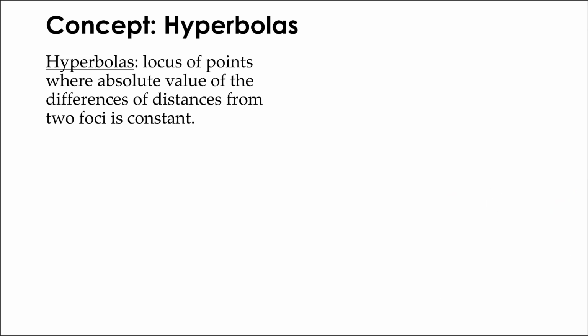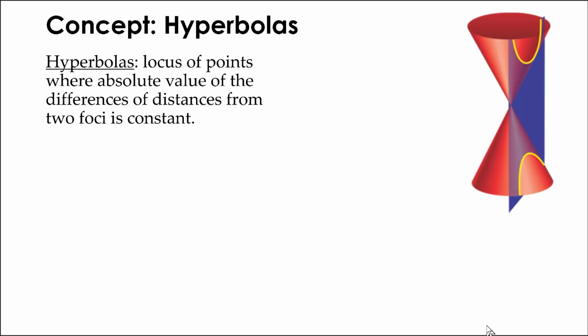All right, looking at hyperbolas. We've been talking about this term locus, our locus of points that are fulfilling some geometric property. For our hyperbolas, we have this absolute value of differences between two distances from the foci, and that's going to stay constant. And I know that's a lot more wordy, but I'll go ahead and pull up our pictures here.